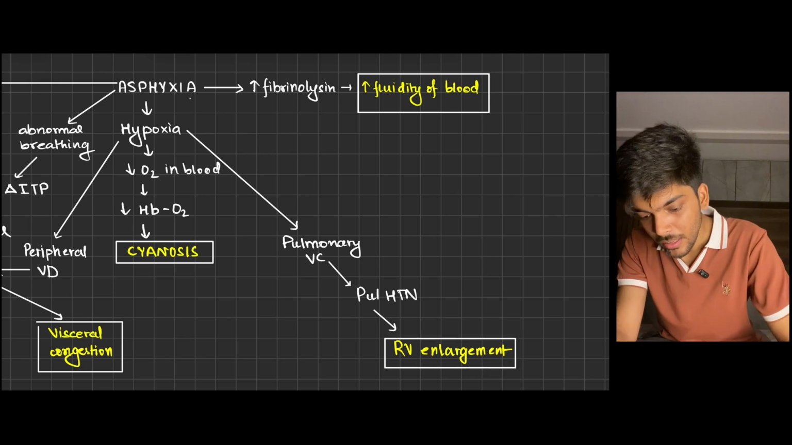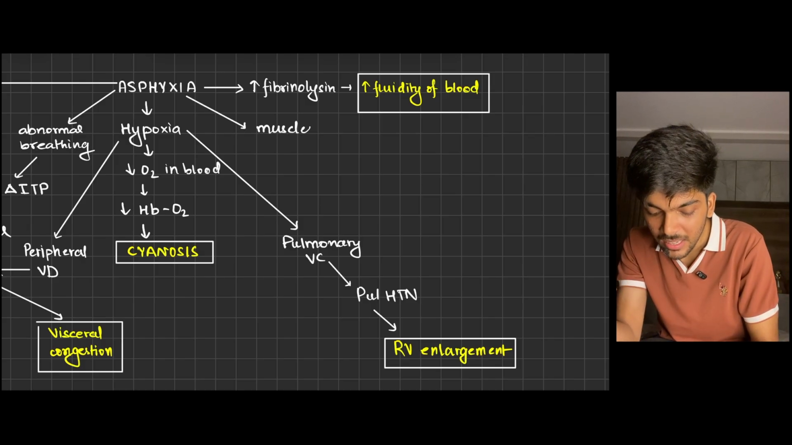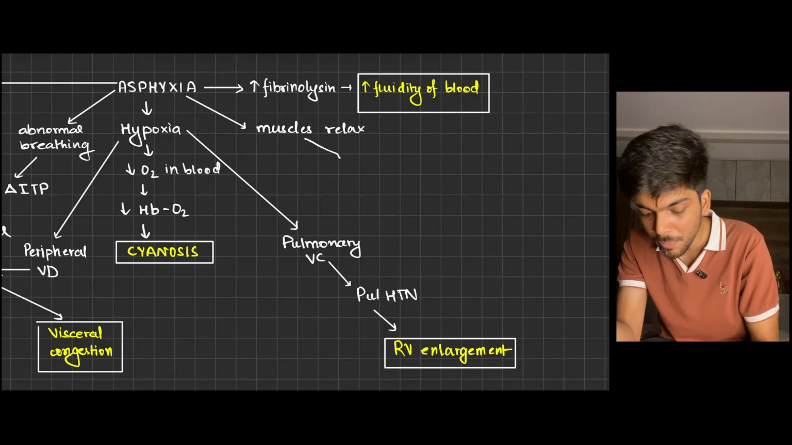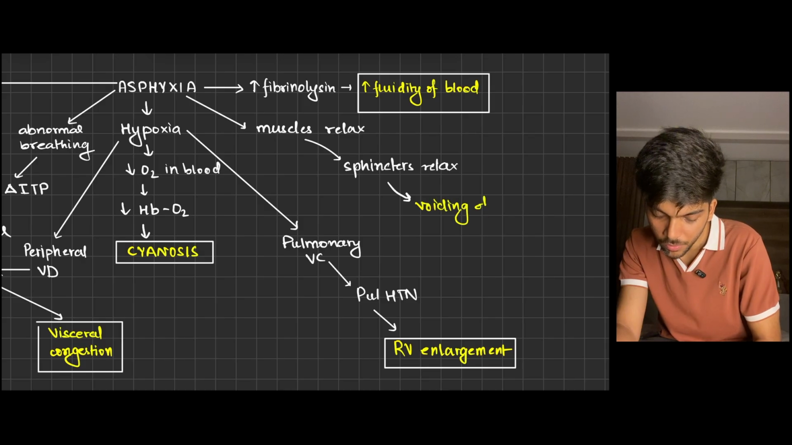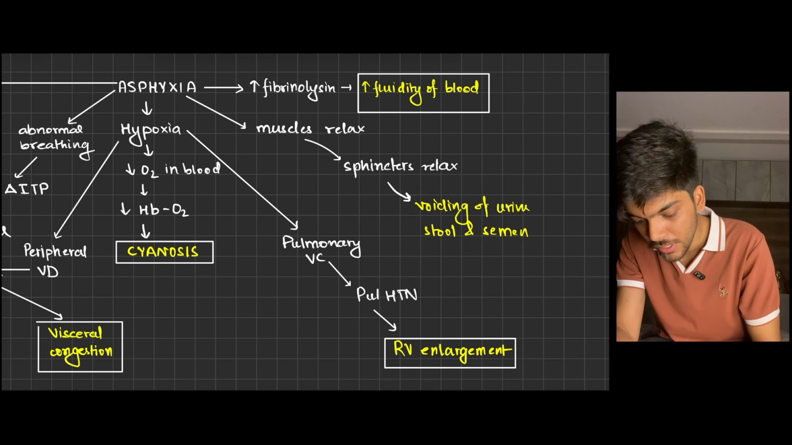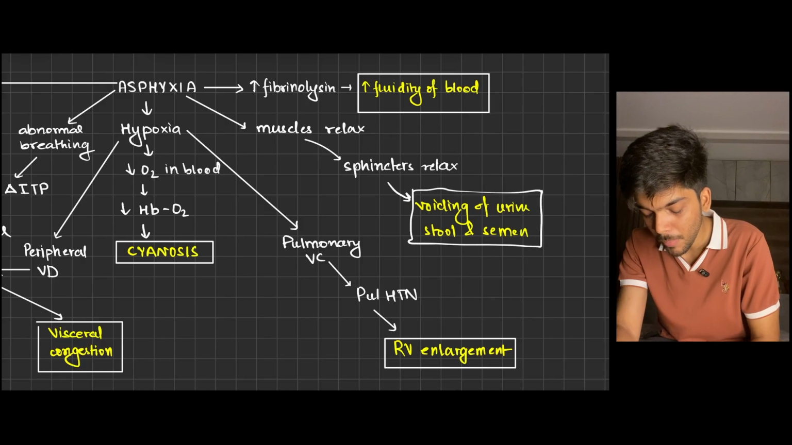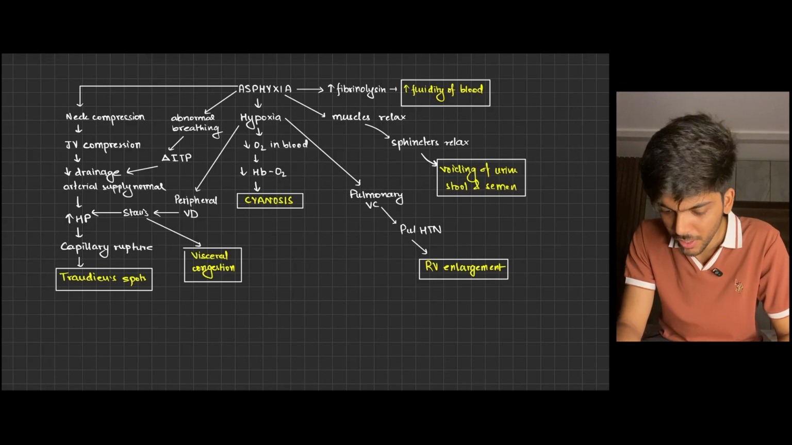Finally, due to asphyxia, the muscles relax, and the sphincters relax, and that is why there is voiding of urine, stool, and semen. And that is how each of the signs of asphyxia is precipitated. This is the pathophysiology or the mechanism behind each of them. Are we good? Okay, now we are good, right?